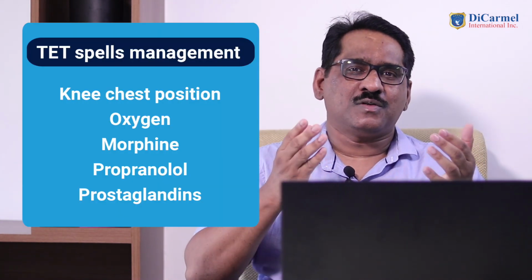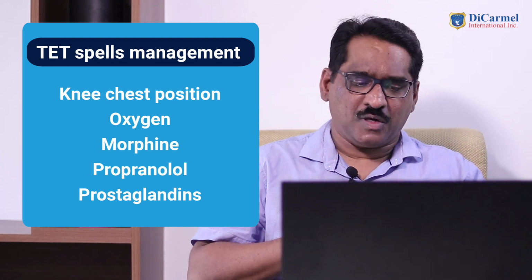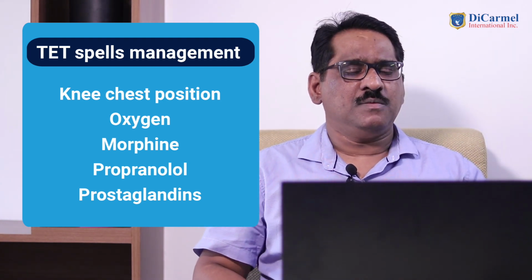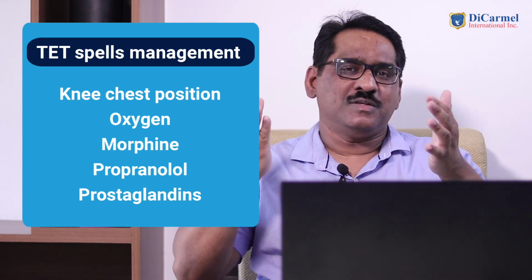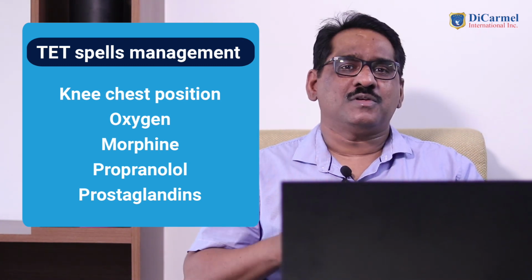Another treatment option is morphine, which also can reduce oxygen consumption and help them overcome the crisis. And then you also see propranolol as one of the treatment options. It's a beta blocker. It helps to reduce the heart rate. And finally, prostaglandins could be of real help in this situation.